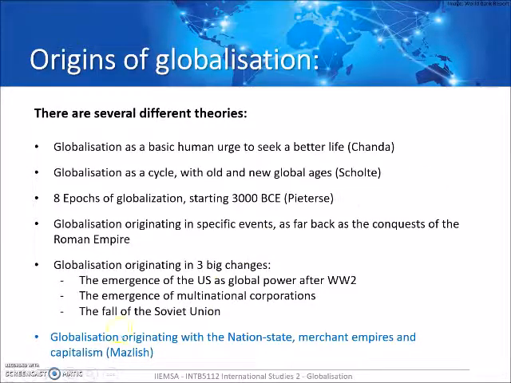The last theory, and this is the one that we're going to be looking at, is that globalization originated with the nation state, with merchant empires, and with capitalism. This theory comes from Metzlisch, and you find a whole article on it on Learn/Moodle under week 1 if you want to read more about it. But we'll go straight into it. We're going to look at that one because it's a very convincing one, basically. Because it looks at aspects that have had a very big impact on how globalization has worked. So therefore we focus on that one.